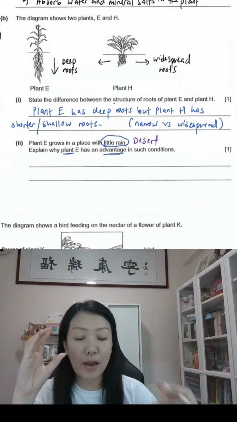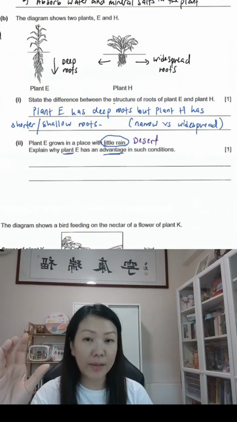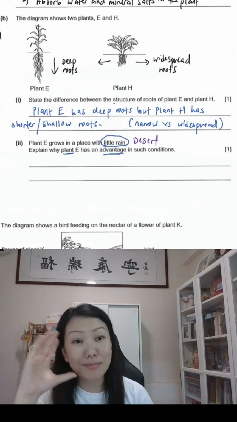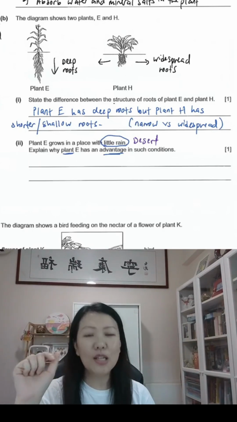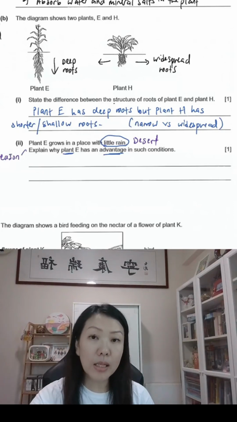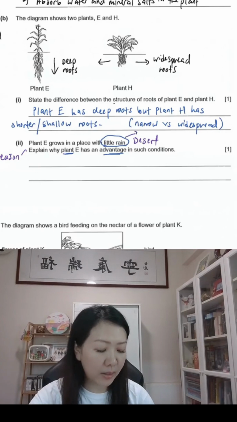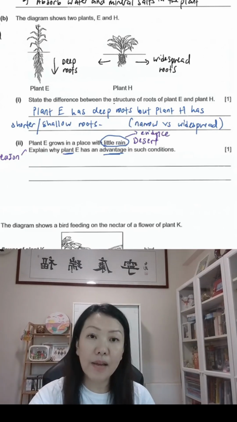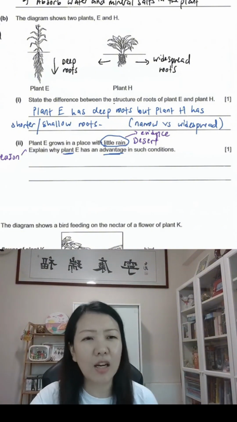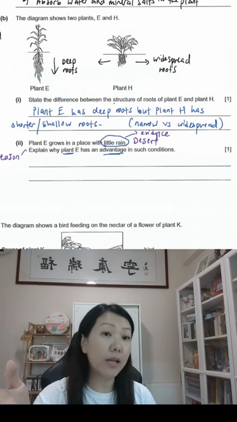Okay, so why is this an advantage? In such a condition, explain. For explain, children, you have to actually provide the reason. The little rain is also the evidence, like a clue for this question. So plant E has an advantage. Why would plant E have an advantage? You cannot just say rain, because actually plant H can also absorb the rain.